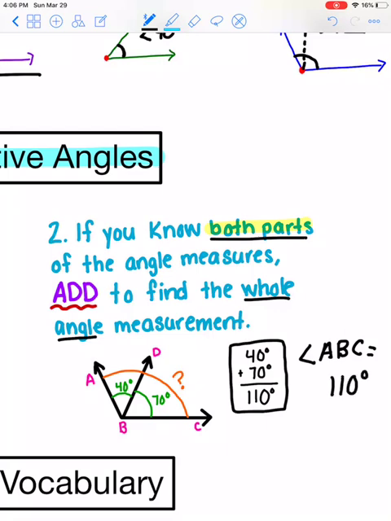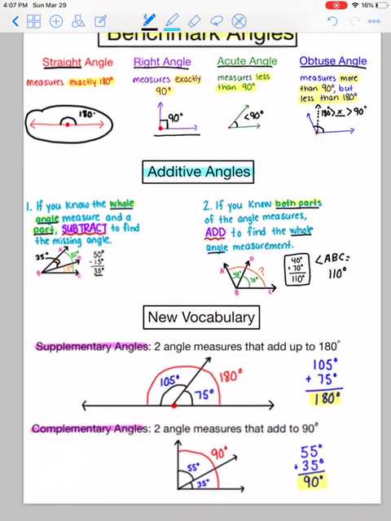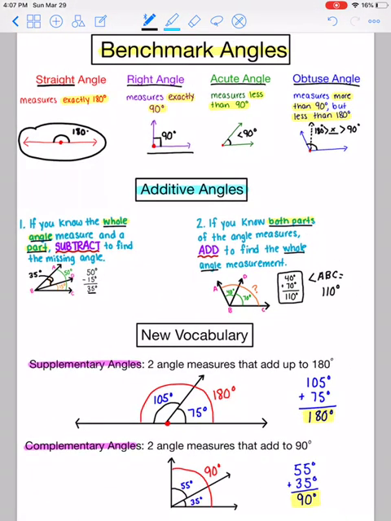So while you're going through this lesson and lessons from here on out, use this chart to help you. It's going to be posted in your Google Classroom, so make sure you're referring to it if you ever forget what an angle equals. Okay, you're going to be seeing some new vocabulary in this lesson.